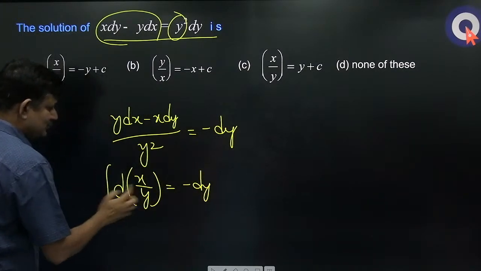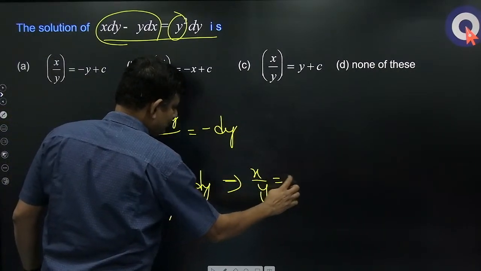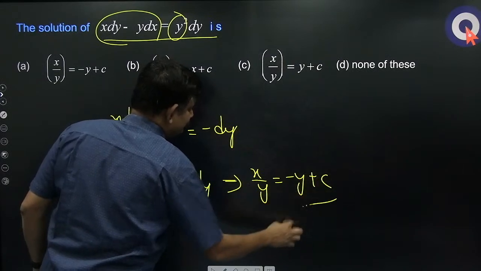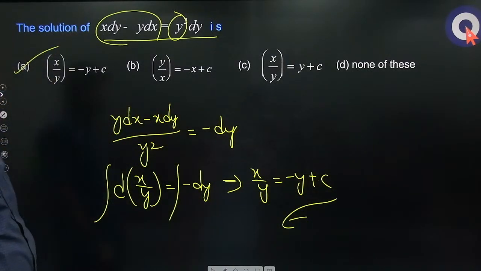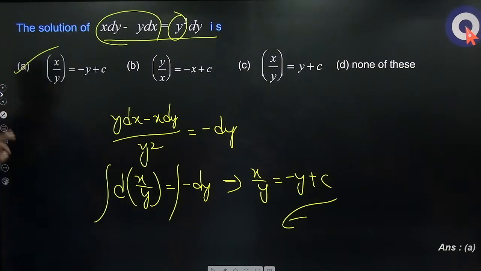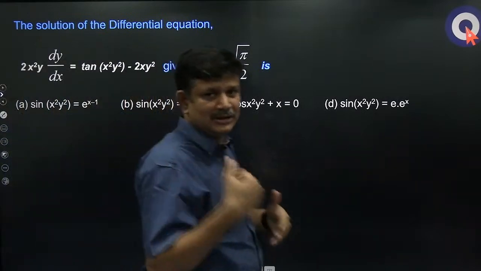Now integrate on both sides. So what will it be? x by y is equal to minus y plus c. It's option A as your answer. Very simple. Exam में इतना simple नहीं आता. Maybe something like this will come.